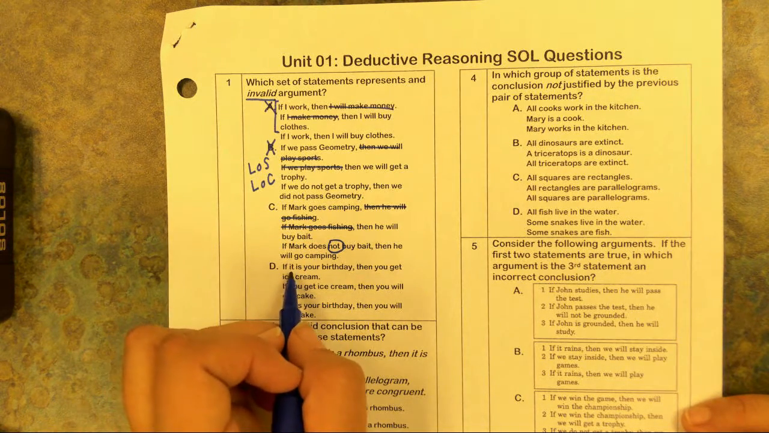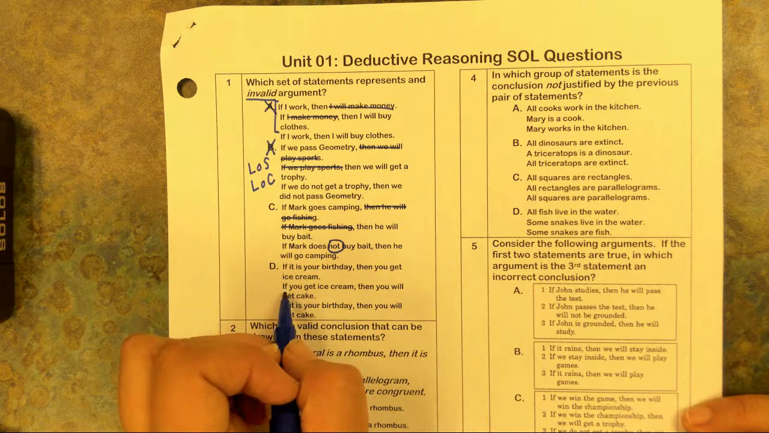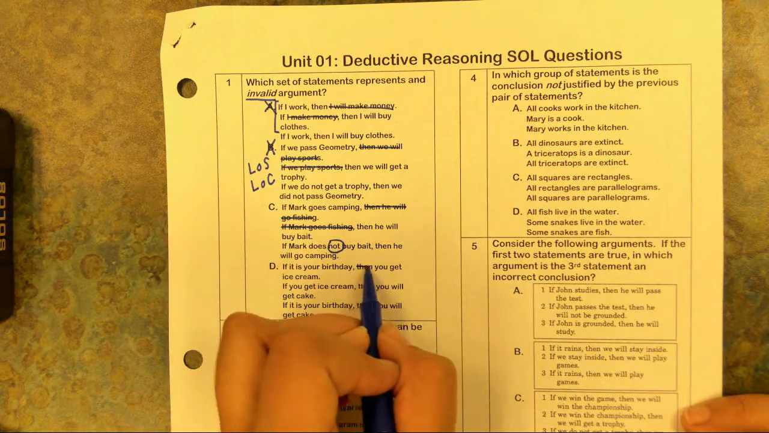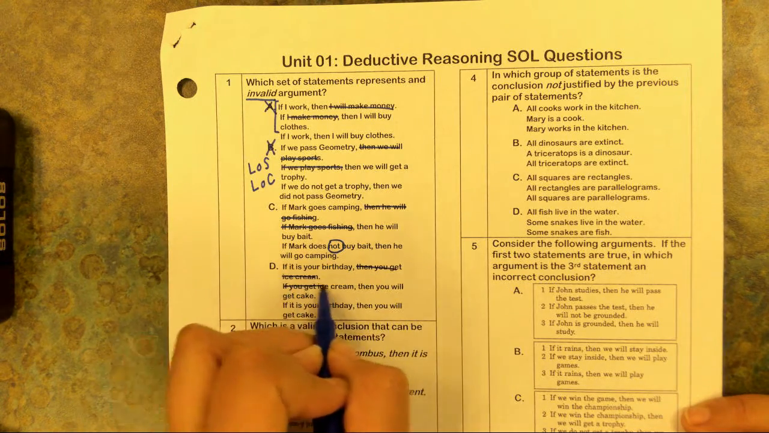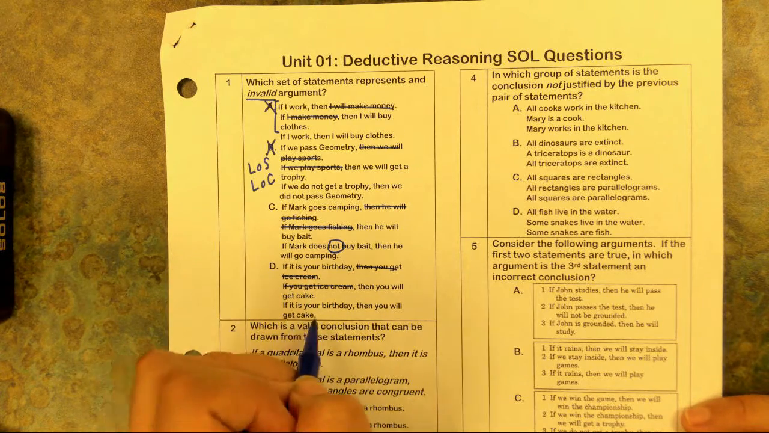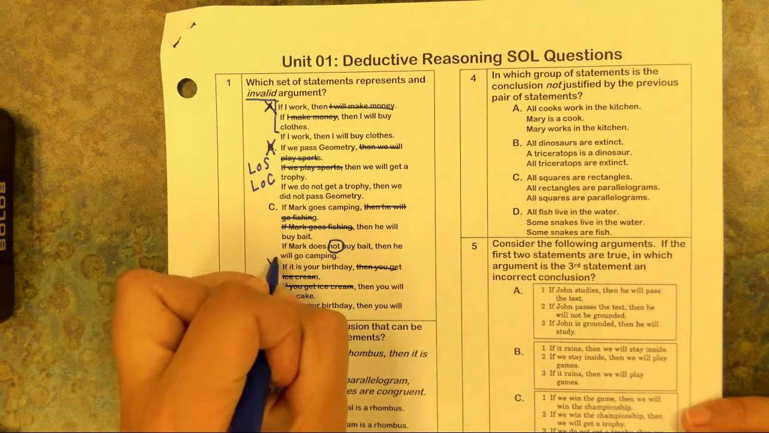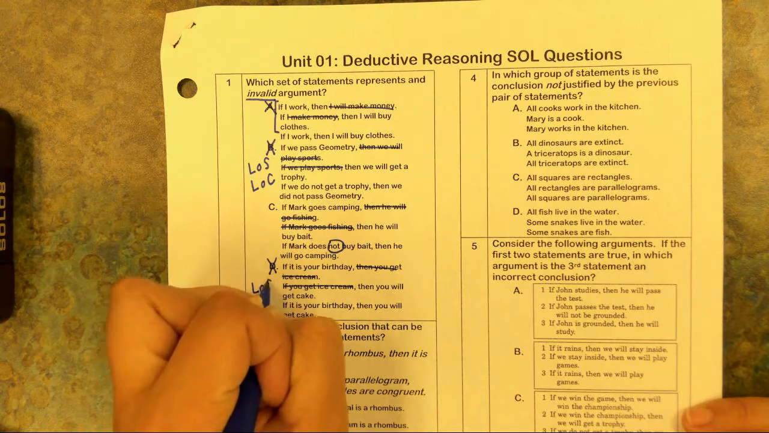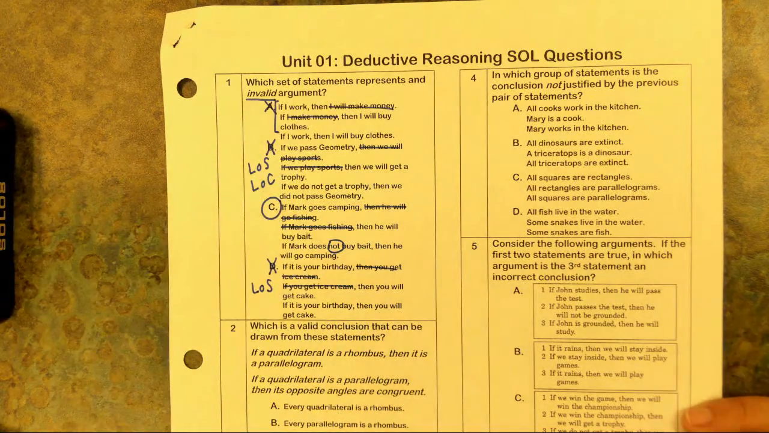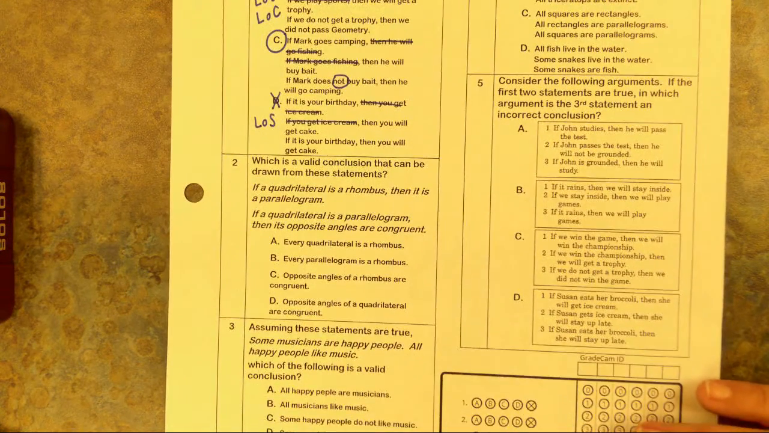D says, if it is your birthday, then you will get ice cream. If you get ice cream, then you will get cake. And the concluding statement says, if it is your birthday, then you will get cake. So if I cross out what repeats about the ice cream, our concluding statement should read, if it is your birthday, then you will get cake, which it does. Okay, so this is also a valid argument using the law of syllogism, which means C is going to be our invalid argument.